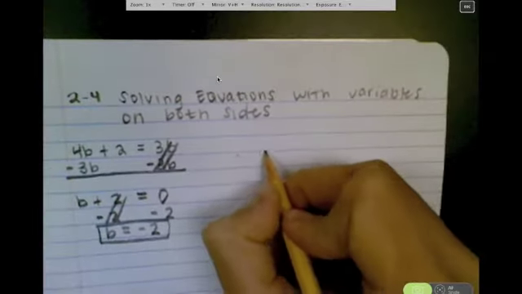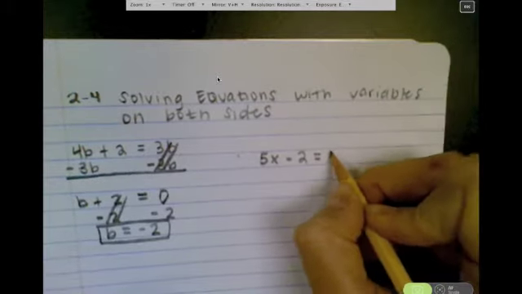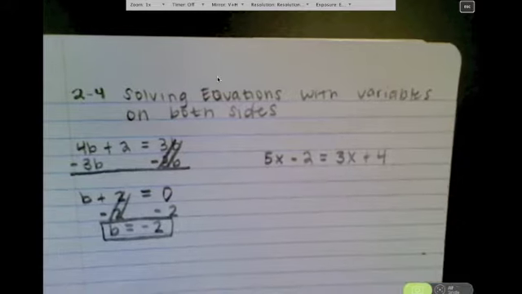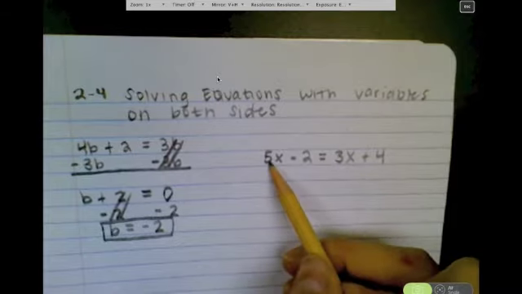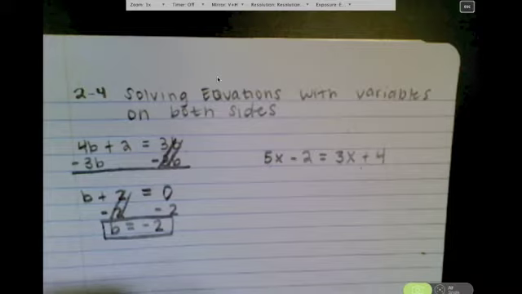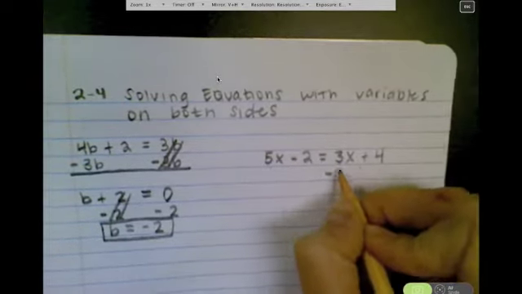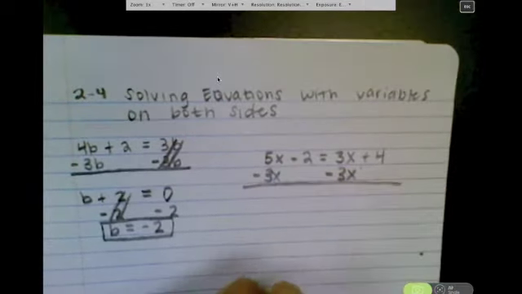In another example, 5x minus 2 equals 3x plus 4. So remember, the first thing you want to do is move the variables to one side of the equal sign. So you can either move 5x to the right or you can move 3x to the left. Like we talked about, you want to try to move the variables so that it stays positive. So in this example, moving 3x makes more sense because when I subtract 3x from both sides, I'll still end up with a positive variable.